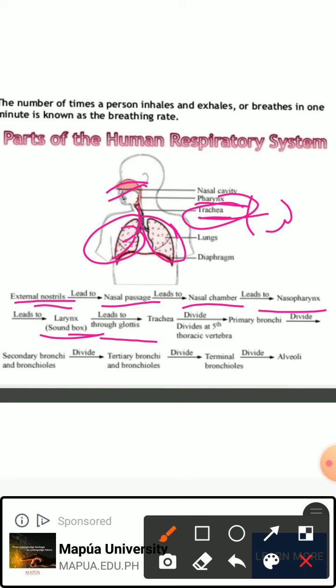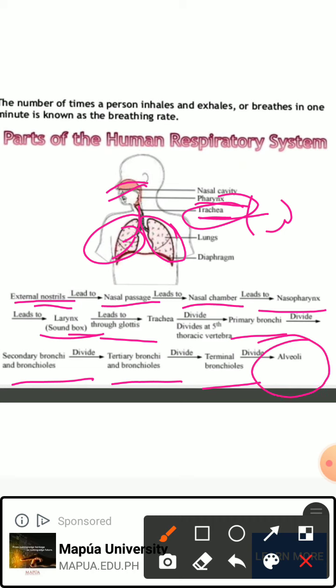Like branches coming out of a stem, the trachea is a stem and it divides into branches. This is known as the primary bronchi. After dividing, they are known as bronchi: primary bronchi, secondary bronchi, tertiary bronchi, and terminal bronchi. Then these bronchi again divide, and these are known as bronchioles. The bronchioles divide again, and finally they open into the alveoli.